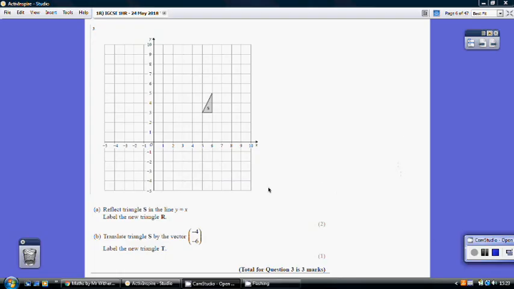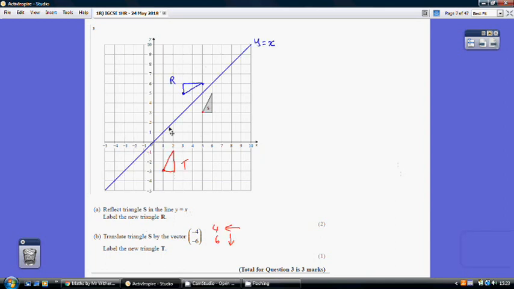Question 3. So for part A, we're being asked to reflect shape S in the line y equals x. So let's just draw on the graph the line y equaling x. So that's this line here where all the coordinates, the x coordinate and the y coordinates, are equal. So 1, 1, 2, 2, 3, 3, and so on. So that's our mirror line. Then we've just got to reflect the shape across this. So this is half a square diagonally. This point here is sort of 1 square diagonally, and this point here is 1.5 diagonally, giving us this shape R.